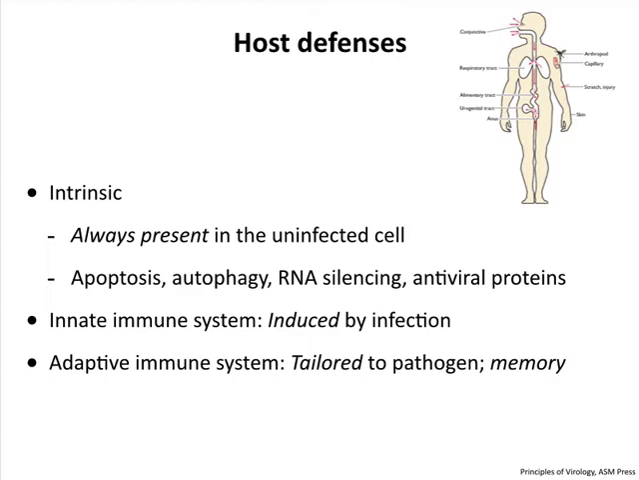They are general, nonspecific defenses meant to inhibit all viruses. But if things go badly, if the intrinsic or innate defenses can't handle the infection and it goes out of control, the adaptive immune system comes into play. And not only is it tailored to the pathogen, but it gives us memory so that if we should encounter the pathogen again, we'll be able to respond more quickly.